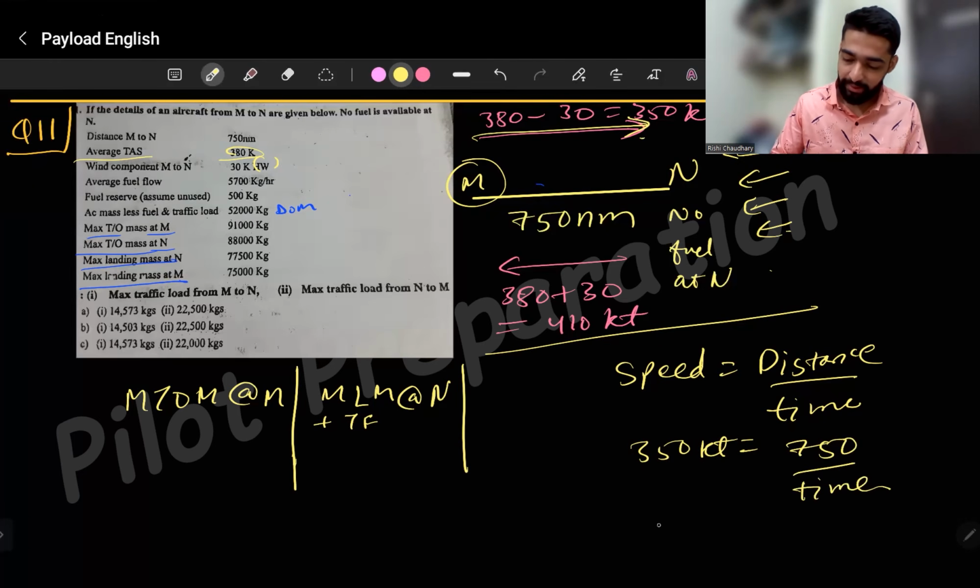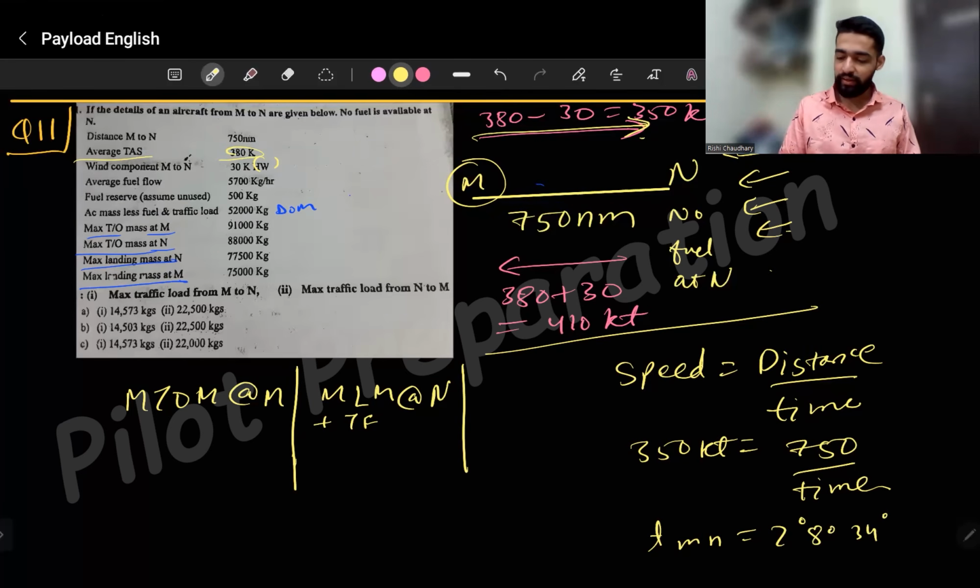So can I get my time from M to N? Time from M to N is how much? 750 divided by 350. So this comes out to be 2 hour 8 minute 34 seconds. Okay. So this is my time from M to N.